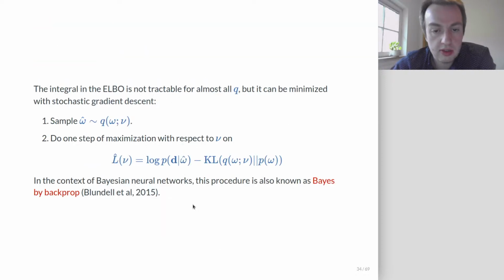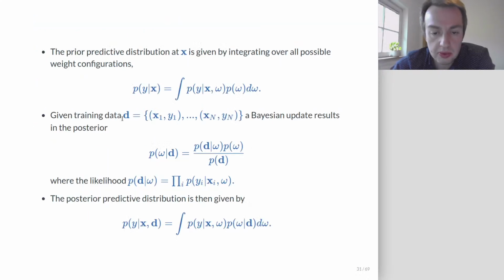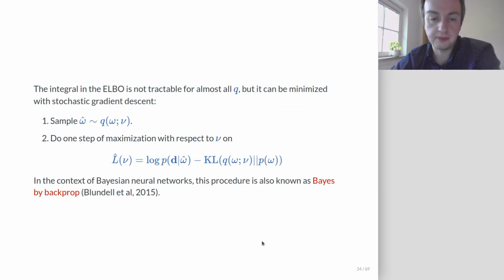Okay, so this is something you could do. And at the end of the day, you would arrive at good parameters for Q, and then you could plug in this approximate posterior to approximate the posterior predictive distribution P(y given x) as the integral of P(y given x and omega), in which you would have replaced the posterior P(omega given D) by this approximate Q.